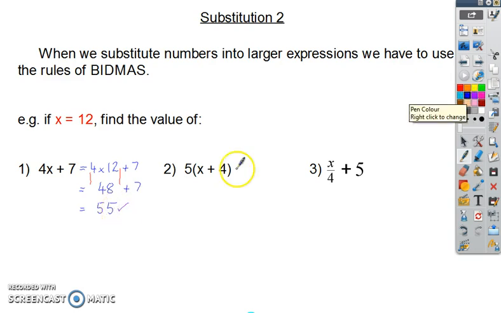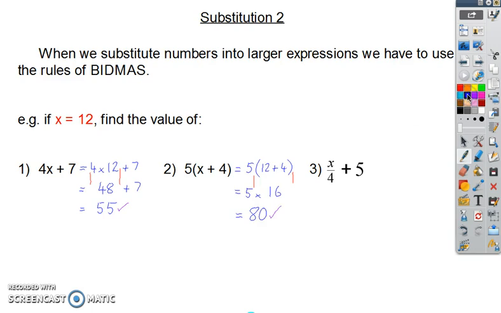Okay, carrying on then. 5 brackets x plus 4 is 5 lots of, what's x? X is 12, so we're going to write 12 plus 4 in the brackets. Then we're going to do another equals. Right, B in BIDMAS, that stands for brackets. We do them first of all. Okay, so we're going to have 12 plus 4, that's 16. And the 5 outside the brackets means we're multiplying 5 times 16. Well, we can think about 10 times 16 there and halve it. That's going to be 80. That's where you get your tick.